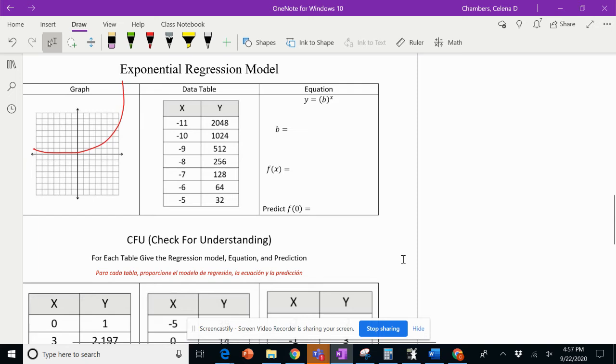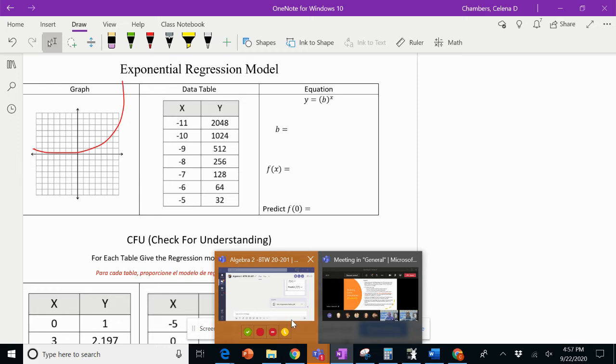So our graph can look like that. You see how it kind of looks like a quadratic, but the quadratic doesn't go up on the other side. Sometimes people get exponential and quadratic mixed up, so make sure you are paying attention to that graph. So let's enter our data points.